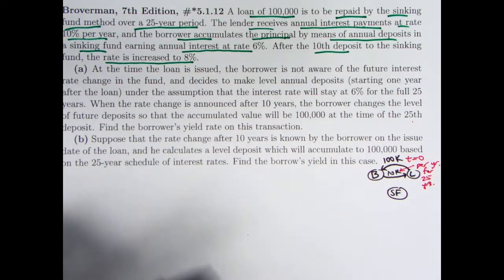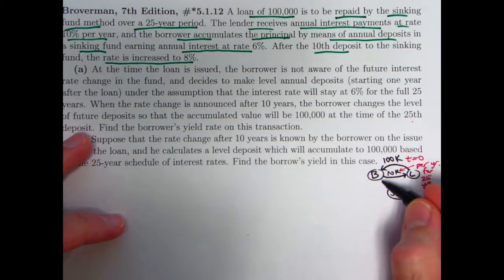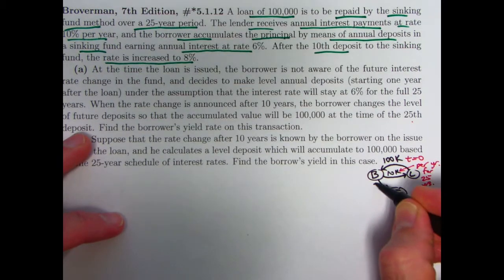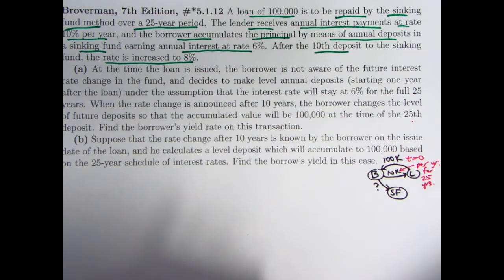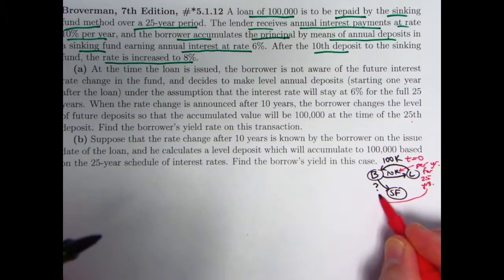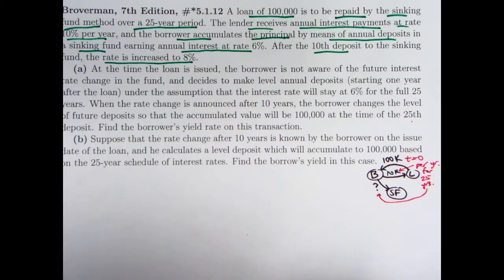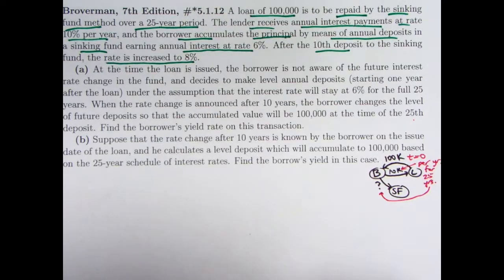But those are not the only outgoing money from the borrower. There's also outgoing money from the borrower to the sinking fund of an unknown amount, question mark, every year for 25 years at the end of every year. That's per year for 25 years. And evidently, well, if you looked ahead, this amount could change in part A.